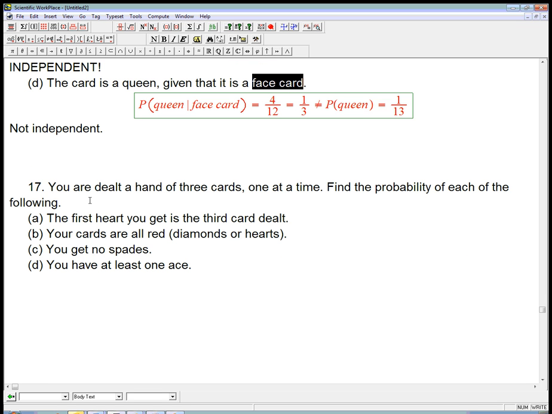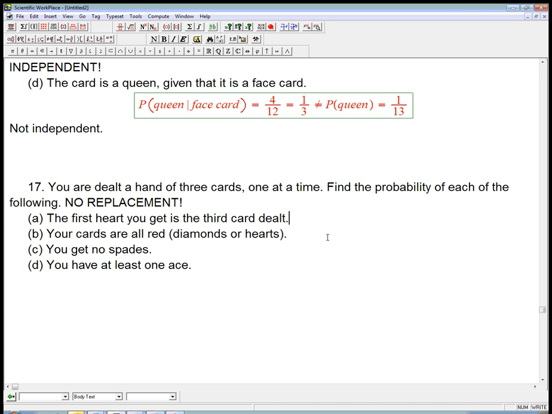Now here's another card problem. It's going to be a little more involved. You're dealt a hand of 3 cards one at a time. Find the probability of each of the following. Okay. Now, very important, this is with no replacement. Okay. They don't deal you a card, then just tell you to look at it, memorize it, put it back in the deck, and then shuffle it, and then give you another card. Okay. So this is really a great example of drawing without replacement.